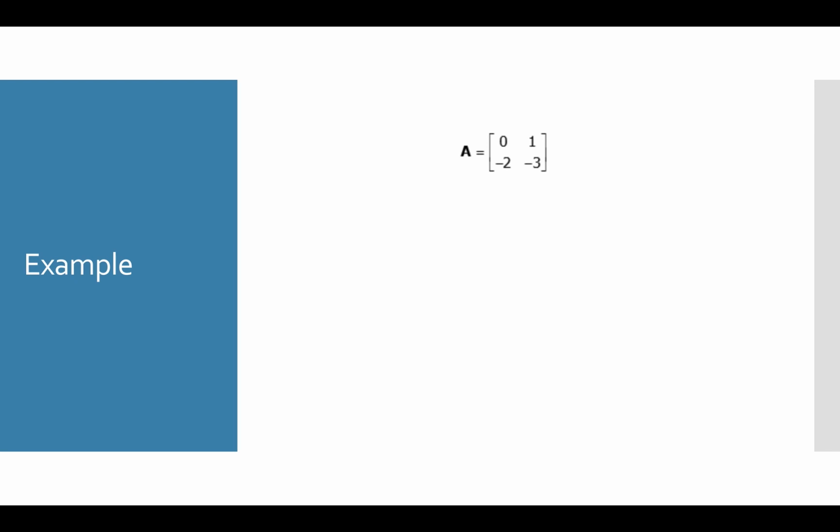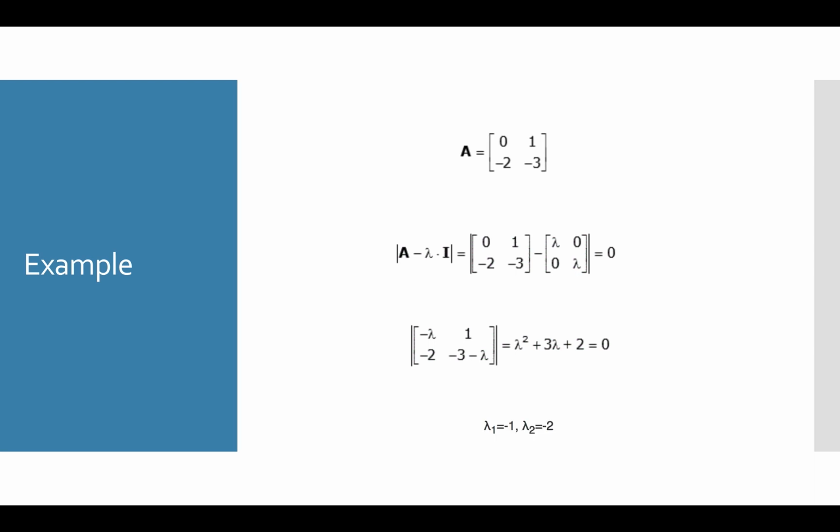Let's run through an example. If we have this matrix A equals [0, 1; negative 2, negative 3], then we calculate the determinant of A minus lambda I, which is going to look like this. The determinant is then going to be lambda squared plus 3 lambda plus 2, which equals 0. We can then factor this or use the quadratic formula to get the values for lambda 1 and lambda 2. Here we get negative 1 and negative 2.